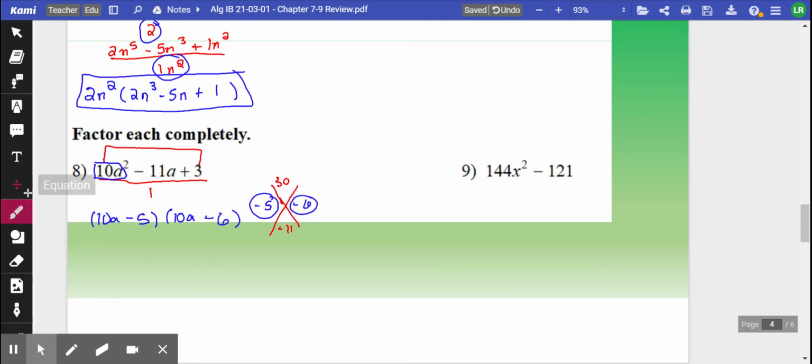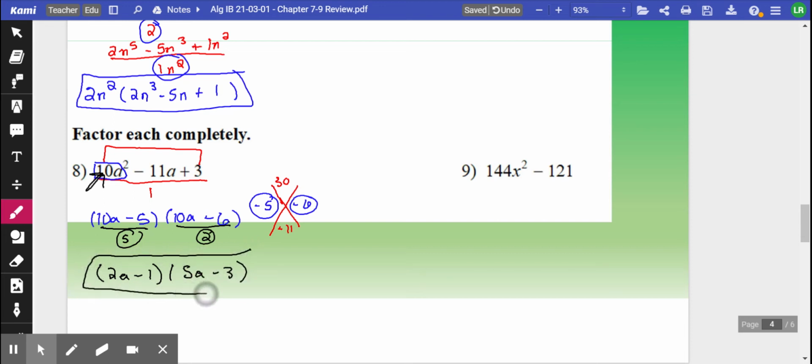Plane's in the air, needs to land. So put your wheels down. The first one I can divide by 5. The second one I can divide by 2. I check my tires. 5 times 2 is 10. That should happen. If it does not happen, you're for sure wrong. And now I just need to divide that out. So when I divide that by 5, I get 2a minus 1. When I divide both of these by 2, I get 5a minus 3. And that would be factored complete.